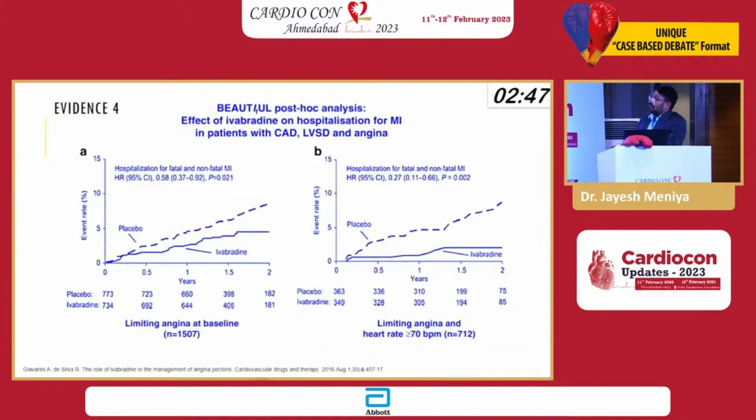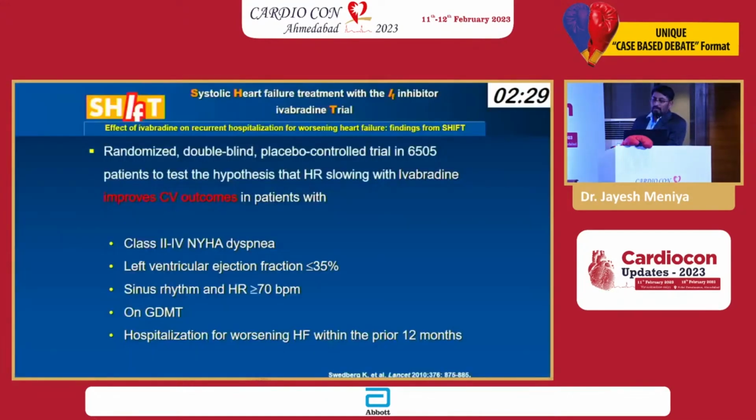This data shows that if the patient has limiting angina, and particularly a heart rate greater than 70 beats per minute, then ivermectin is of course very beneficial in the case of LV systolic dysfunction with coronary artery disease. And this one is a very landmark trial.